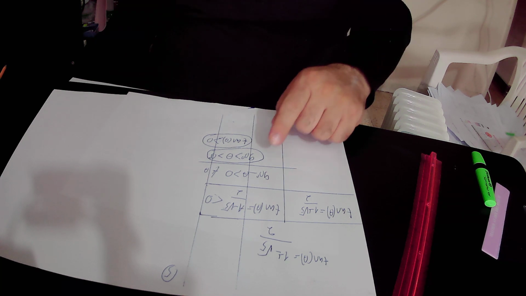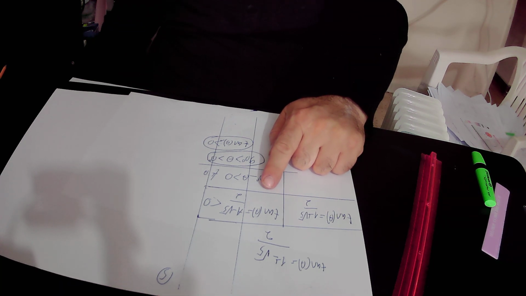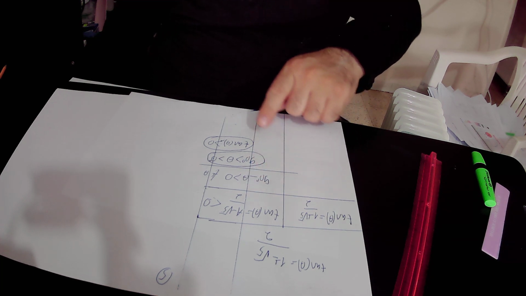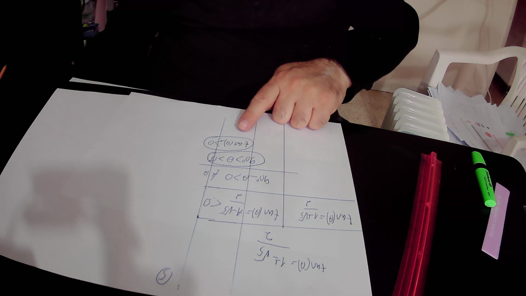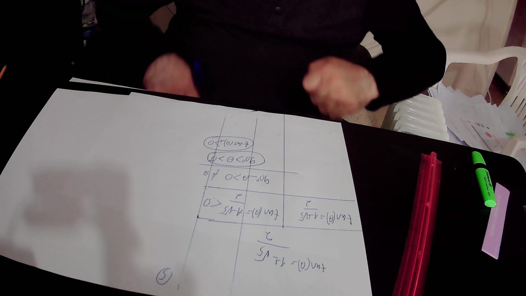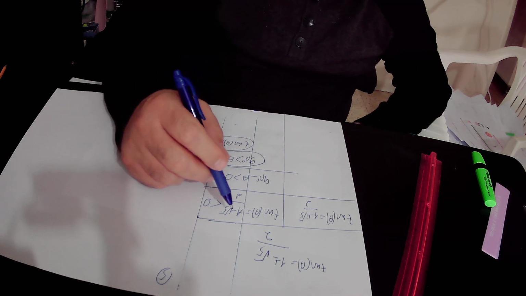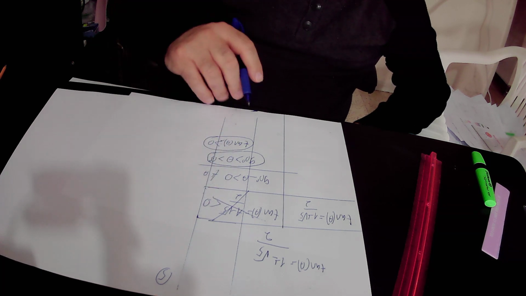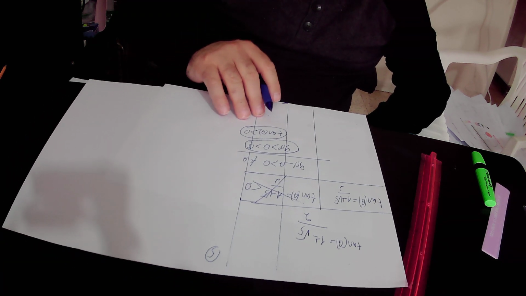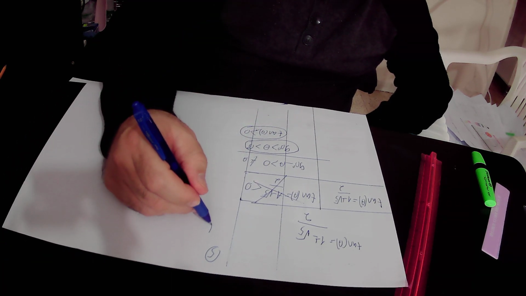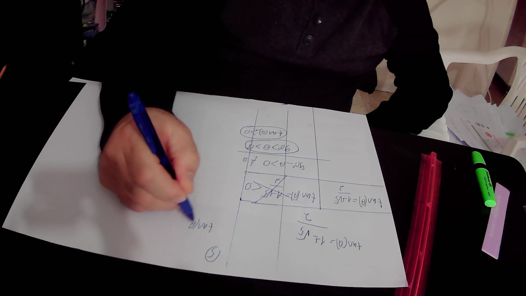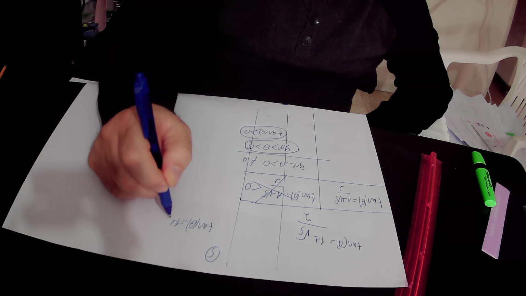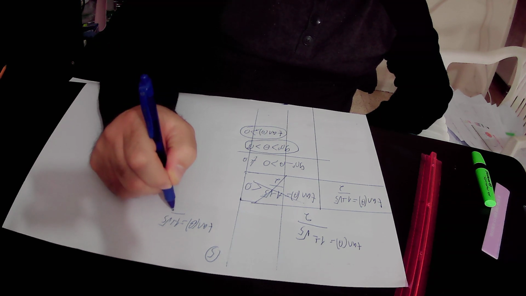But according to the second solution, tangent theta is negative. And here we found out that tangent theta must be a positive number. So we have a contradiction. Therefore, this solution is the incorrect solution. We will cancel this solution, and we are left only with the solution that tangent theta is equal to 1 plus square root of 5 over 2.